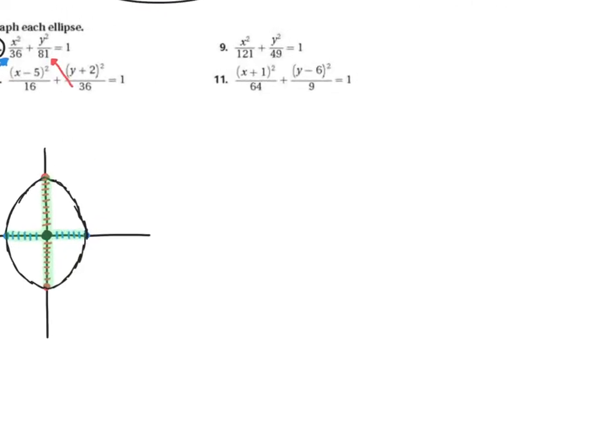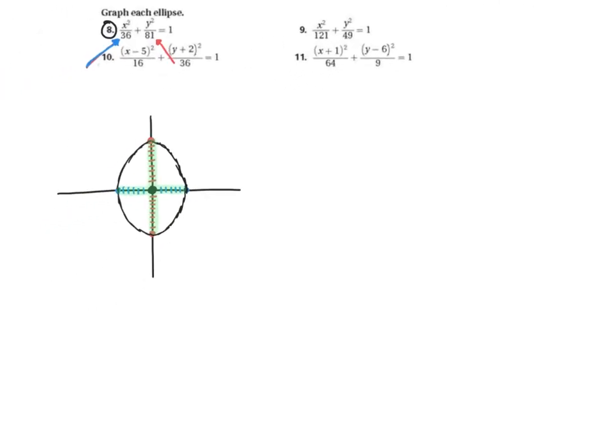Okay, let's take on number 11 here. Let's build this one out. This one does have a shift off of 0, 0, right? Because I can see the numbers here and here, I can tell that we are shifting. Remember, you always think opposite of what you see. So shift left 1 and shift up 6. That is where the center is going to be.